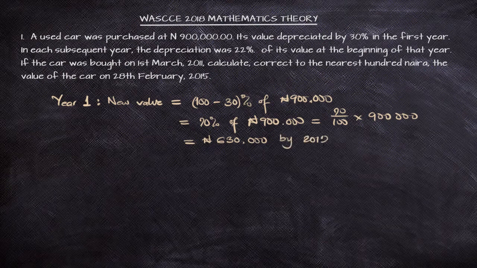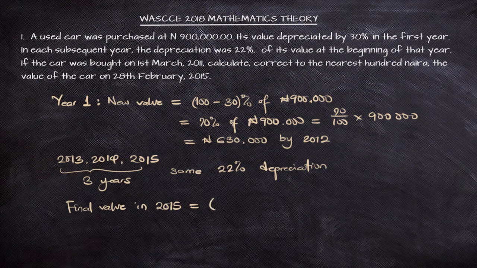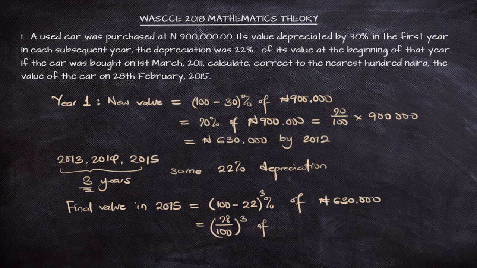So now, by the end of the year 2012, the value is 630,000. Now, for the years 2013, 2014, and 2015, we are told that the depreciation was 22% for these 3 years. It's the same value of depreciation, 22% for these 3 years. And that means the value that we're going to get after this period that elapsed, that is the final value by February 2015, is going to be 100 minus 22% of the value of the start year, which is 630,000. But remember, we are looking at 3 years here, so we are going to raise that percentage to the power of 3, representing the 3 years. So we are going to have 78 over 100 raised to the power 3 multiplied by 630,000 naira.